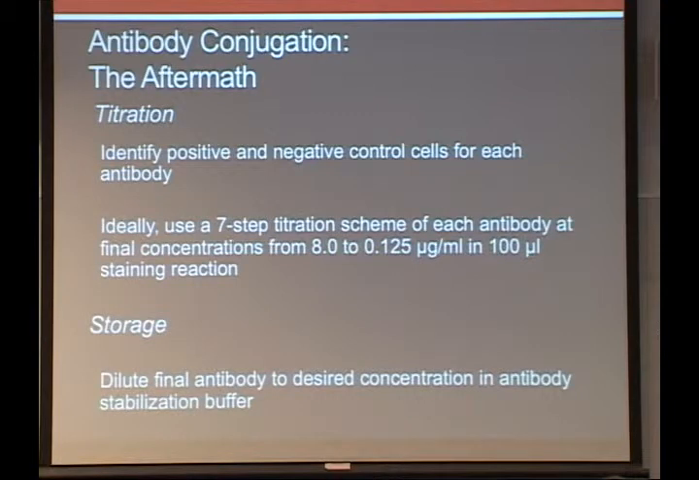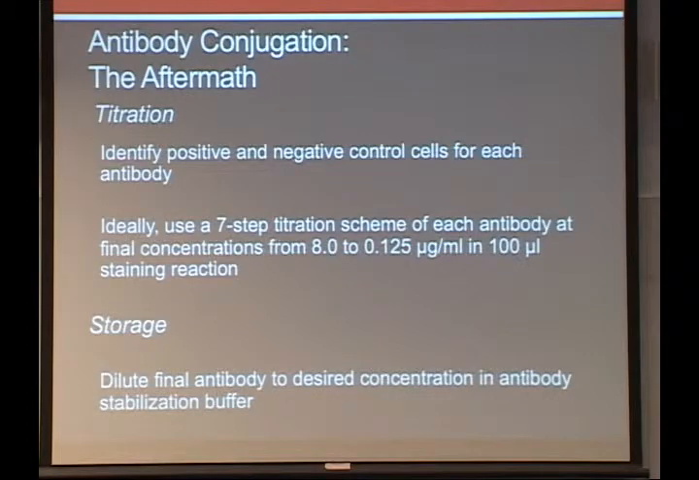So a lot of this applies, as you might imagine, very similarly to titrations for phosphoflow on the flow cytometry fluorescence platform. And we use a 7-step titration scheme ranging from 8 to 1/8 micrograms per mil for our mass cytometry antibodies, in a similar range to what you would use for a fluorescence conjugated antibody and stain in a residual volume of 100 microliters.